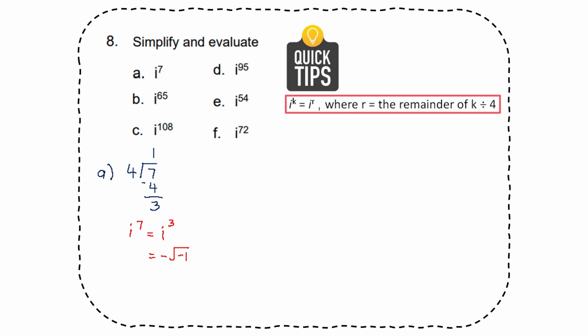For question B, when we divide 65 with 4, we'll have the remainder of 1. So it can be written as i to the power of 65 equal to i to the power of 1, and it's actually -1.